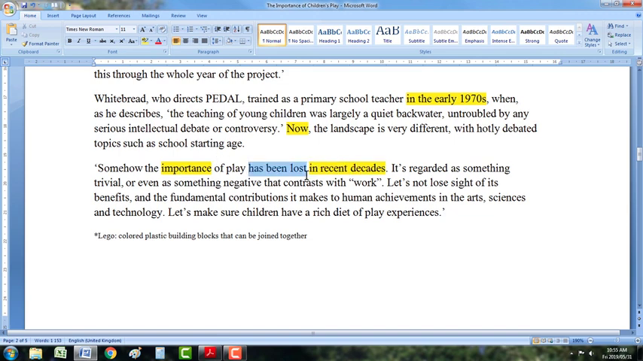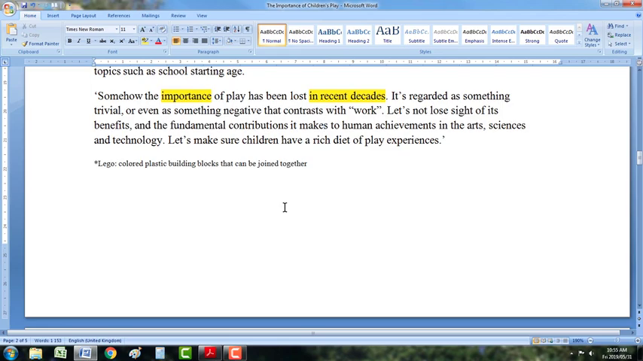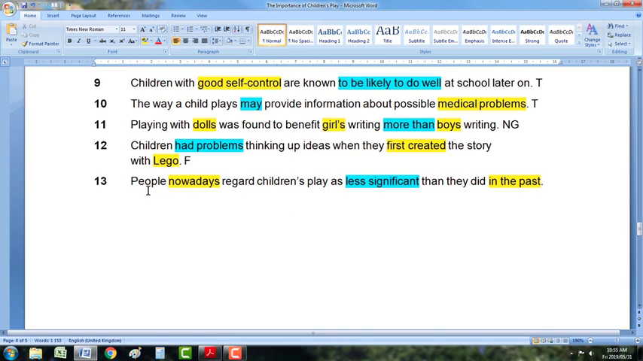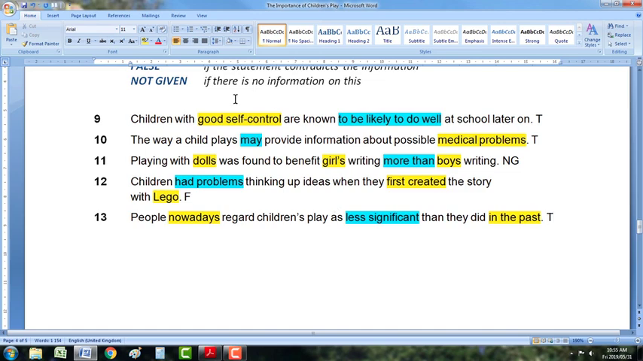It's using this present perfect, and it's using this to say the difference, to compare the past and now. So the importance of play has been lost. It means it is less significant now than it was in the past. What does this say? Yes, it's less significant now than it used to be in the past. So that again was true. Wow, amazingly difficult. Don't be afraid to skip. I think you could have gotten 2 there.